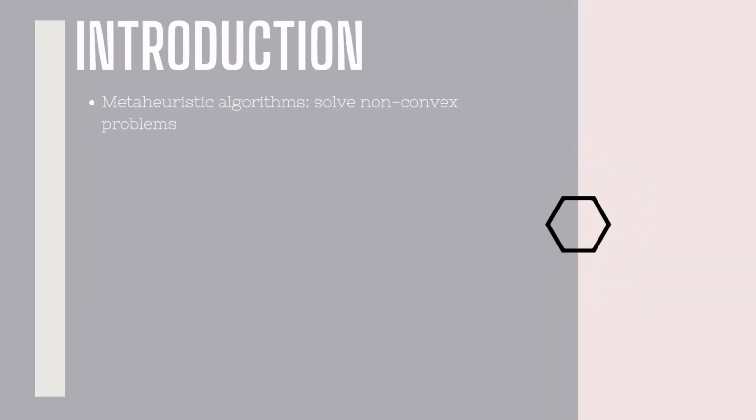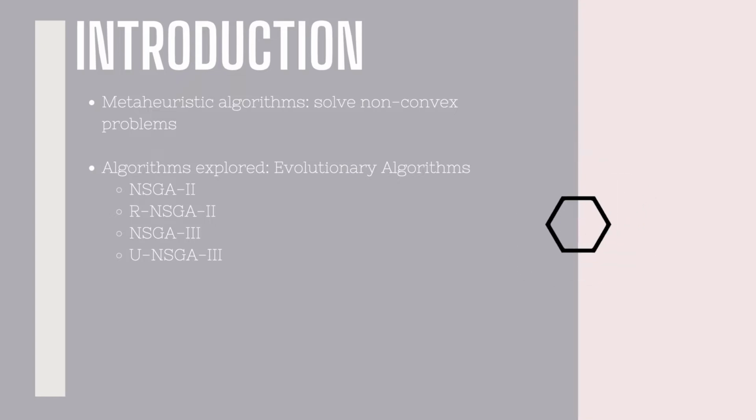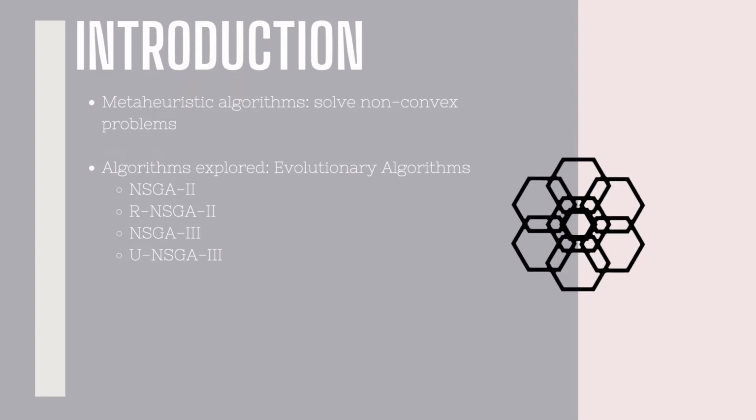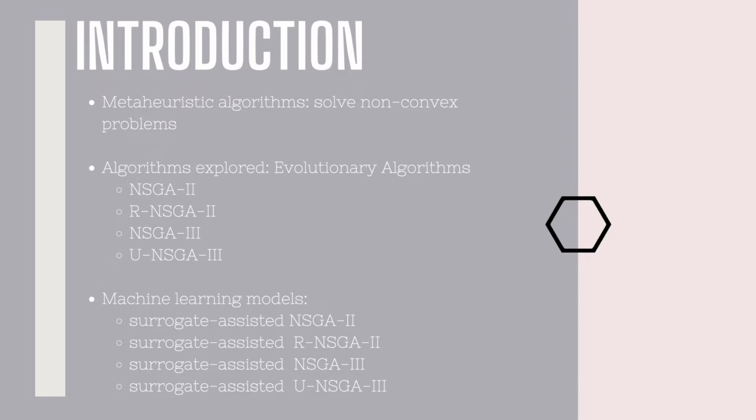Metaheuristic algorithms assist in solving non-convex problems. The algorithms explored in this research are those of the evolutionary algorithms, namely NSGA-II, R-NSGA-II, NSGA-III, and U-NSGA-III, whereas the machine learning models used to enhance these metaheuristic algorithms are that of the surrogate-assisted variants of each metaheuristic.